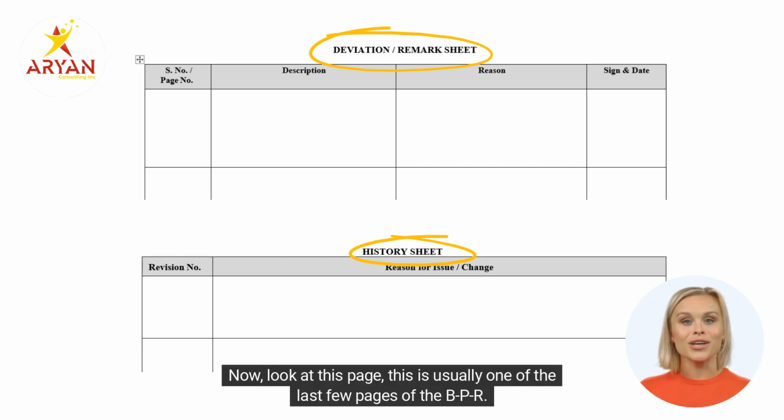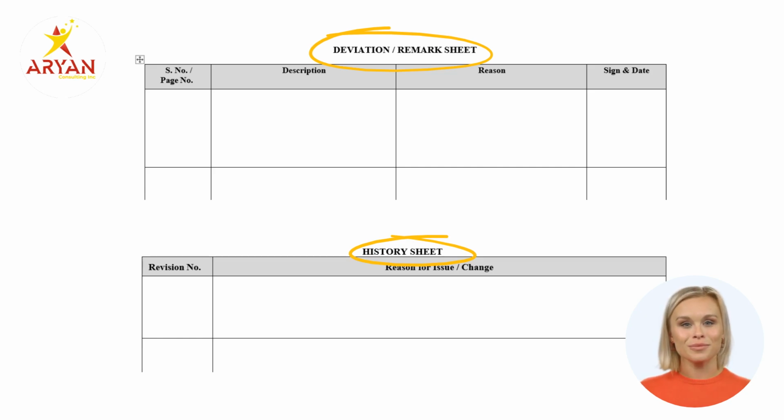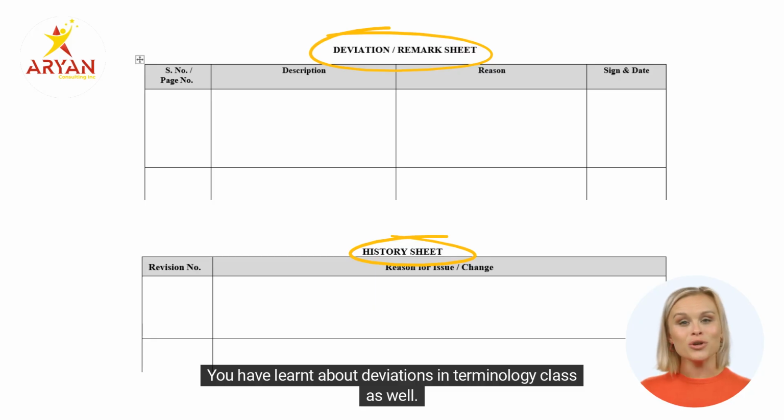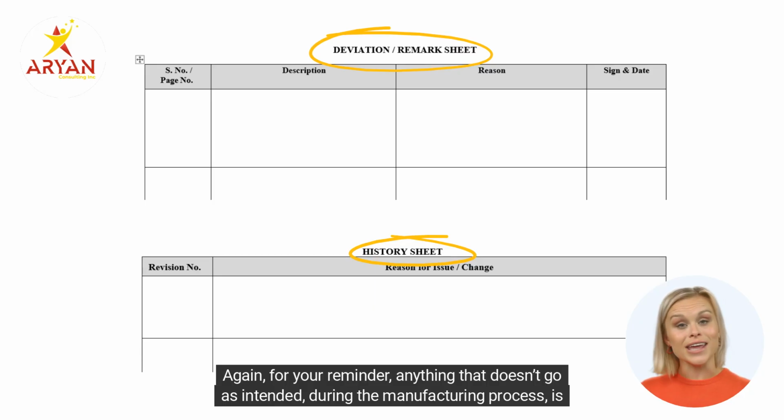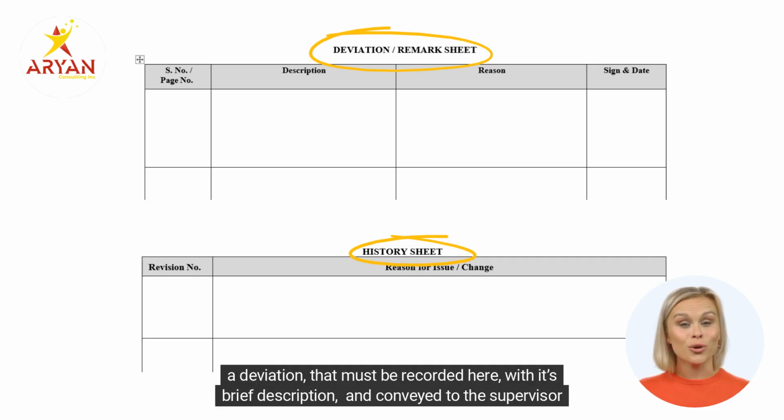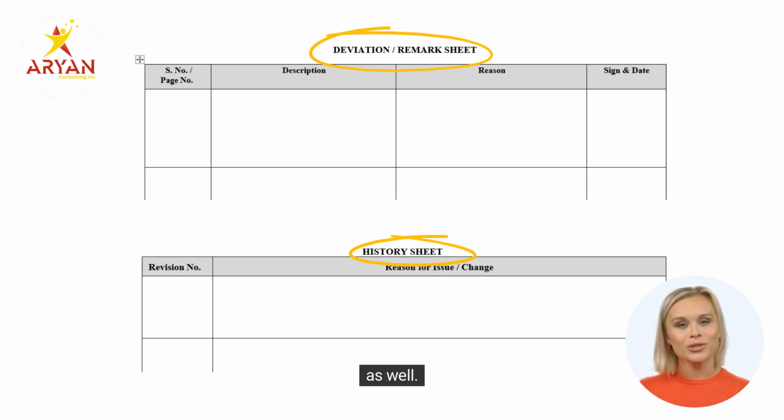Now look at this page. This is usually one of the last few pages of the BPR. You have learned about deviations in terminology class as well. Again, for your reminder, anything that doesn't go as intended during the manufacturing process is a deviation that must be recorded here with its brief description and conveyed to the supervisor as well.